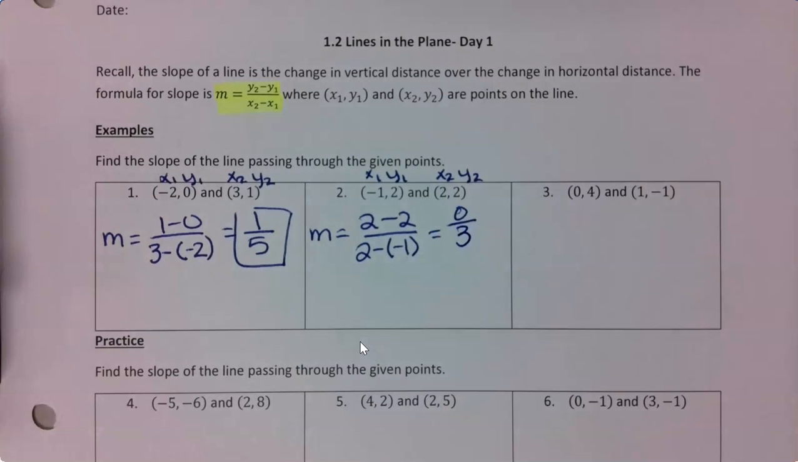Okay, so 0 divided by 3 is 0, because the 0 is on top. Think about it, if I have nothing and I want to break it up into 3 groups, I still have nothing.